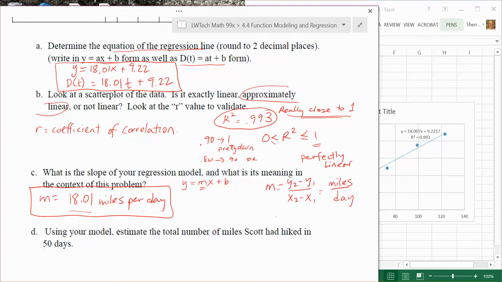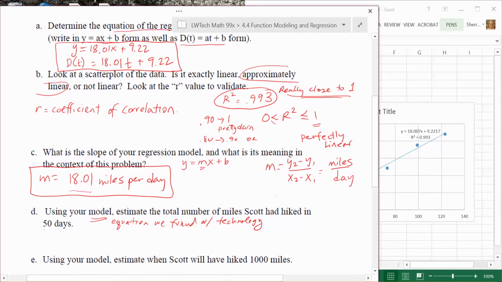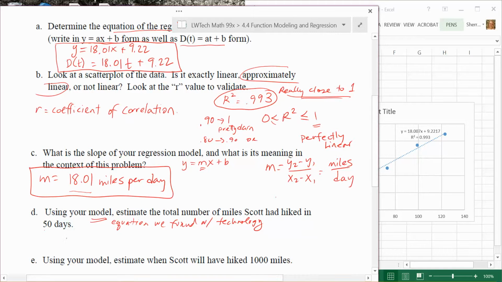Now, it's kind of cool to see that these numbers actually have some validity and meaning. Once you have an equation, we call that equation our model. This is the equation that we found using technology, and in this case, that was Excel. So using the equation that we found, we want to estimate the number of miles that Scott had hiked in 50 days. To do that, we want to find D when our input is 50, so we just put 50 in for T.